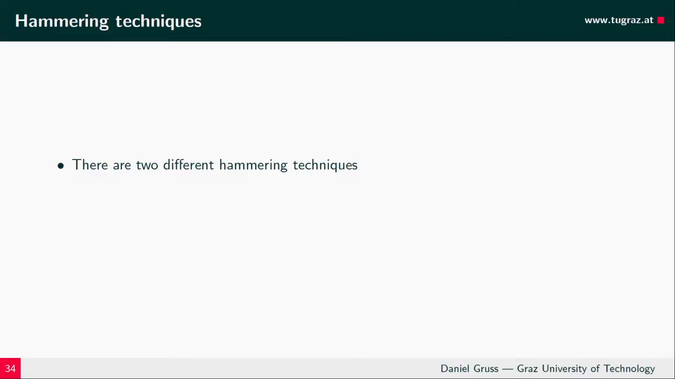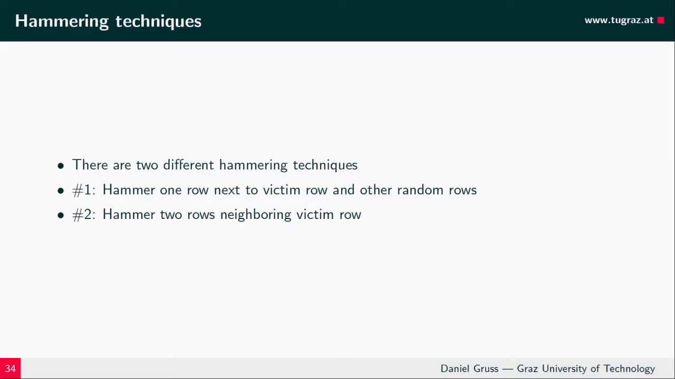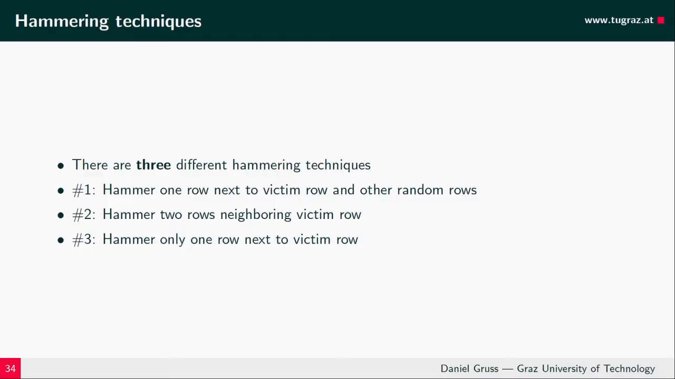Until recently, there were two different hammering techniques. The first one accesses something like 8 addresses, and these addresses are randomly selected, but what we try to do is that at least 2 of them go into the same bank. The first technique we call single-sided hammering. The second technique hammers exactly 2 rows, which are surrounding one row that we then call the victim row. But we again choose those 2 rows randomly, but they should be neighboring the same row. And we proposed a third method, which is called single location or one location hammering. And there we only hammer one row next to a victim row. So we will look at those techniques now in detail.